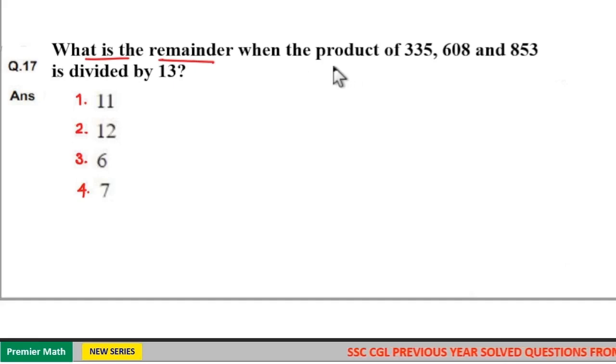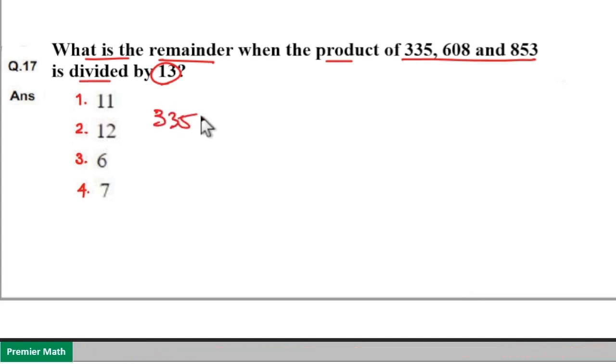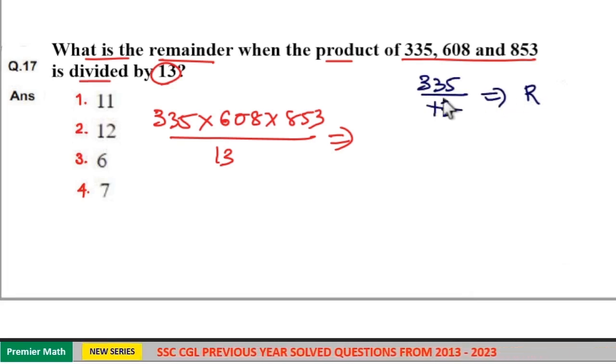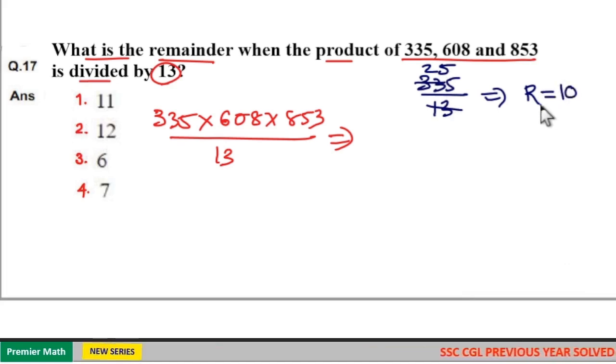What is the remainder when the product of 335, 608 and 853 is divided by 13? Here we need the remainder of 335 into 608 into 853 divided by 13. Now there is a short trick to find this answer. Here divide all these three numbers with 13 and find remainder. That is 335 divided by 13 and find remainder here. 13 goes 2 times in 26, remaining 75. 13 goes 5 times in 65. So remainder is 10 here.